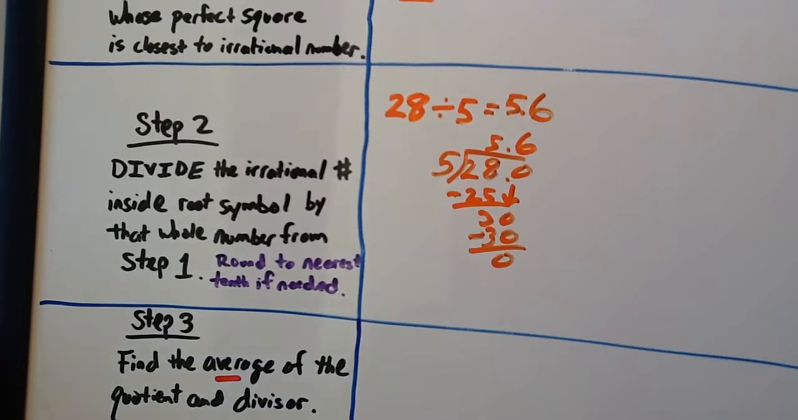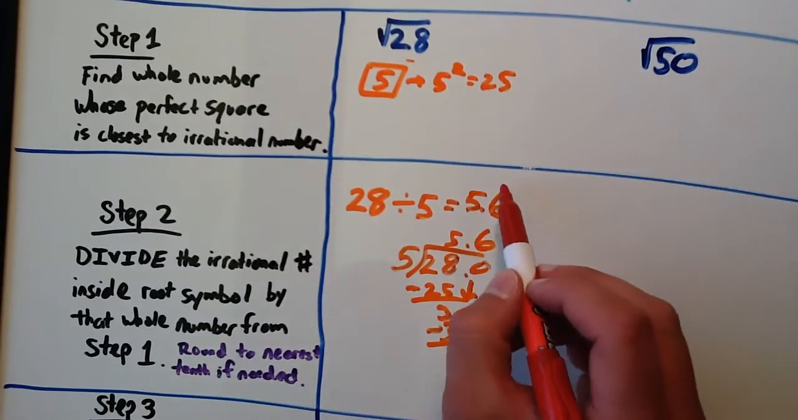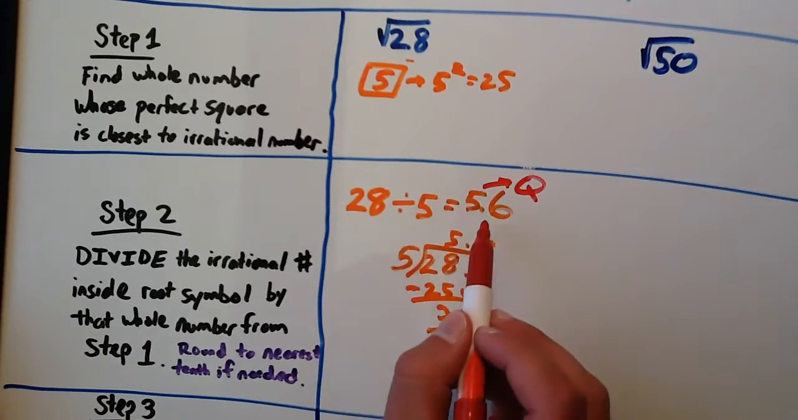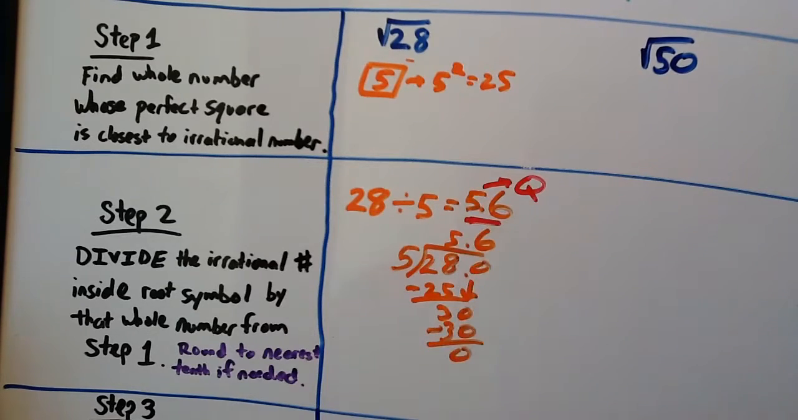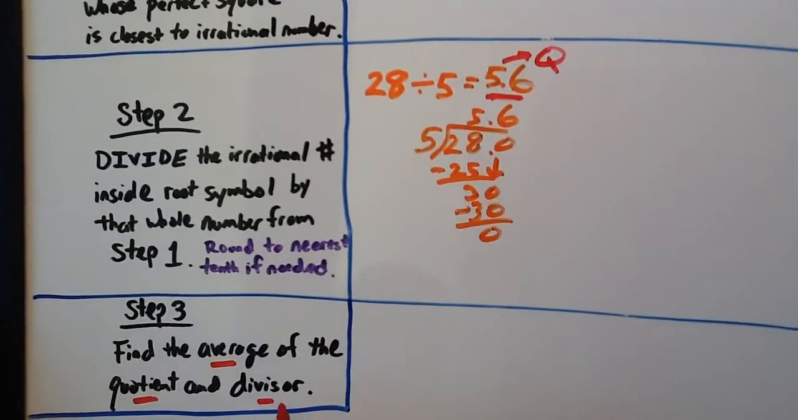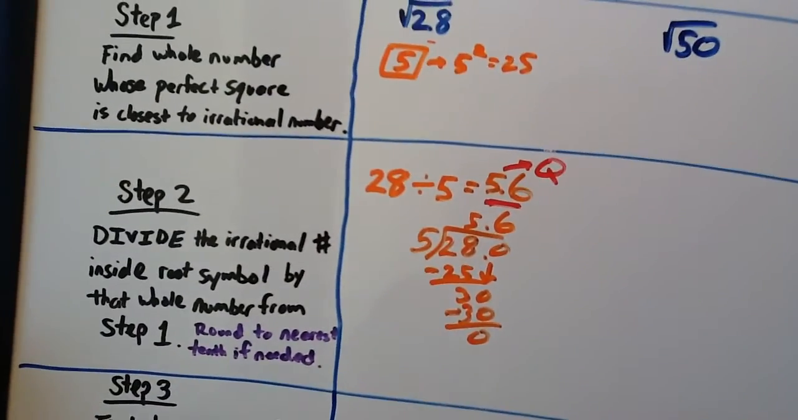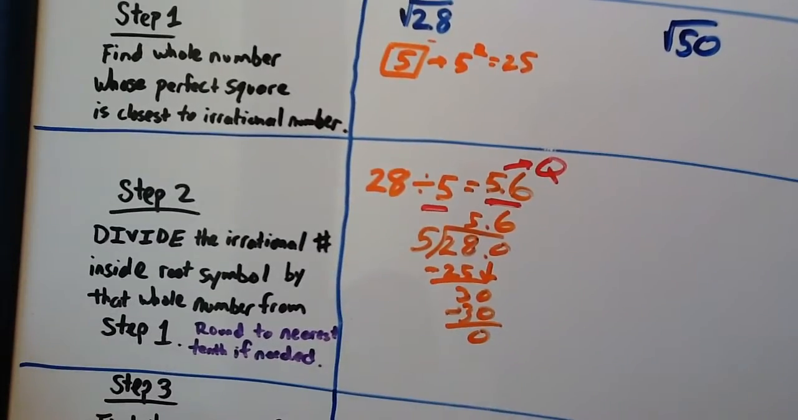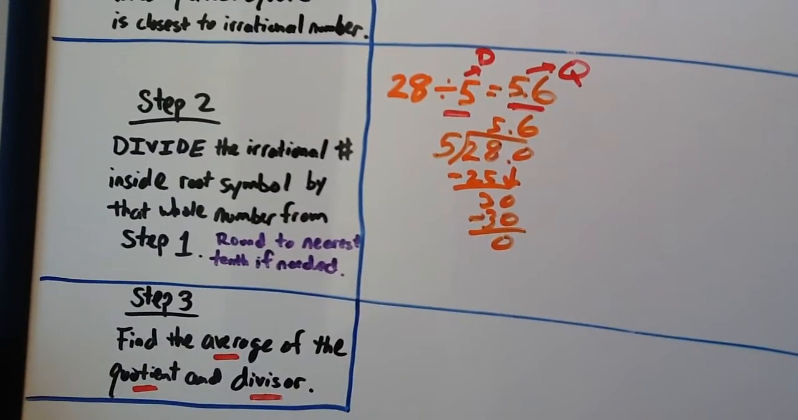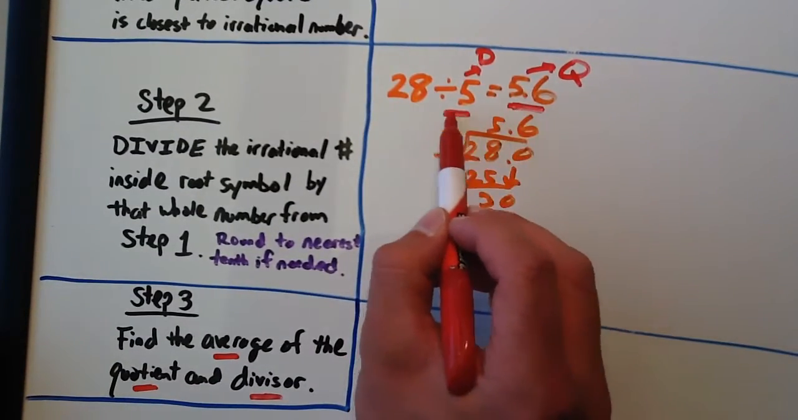Okay. Now, step 3, final step here, is to find the average. To find the average, we add up the numbers and divide by 2. Find the average of the quotient and the divisor. So back here, the quotient, I'll just put a Q for quotient. The quotient is the answer to a division problem. Here was our division problem. This is the answer to it. So that 5.6 is the quotient. All right, and the divisor is the number that we divided by. And this right here is the number we divided by. So let's put D for divisor. So I need to find the average of these two numbers, the quotient and the divisor.